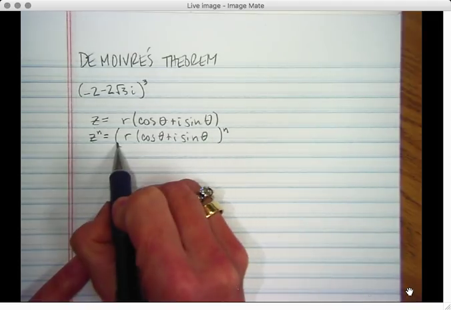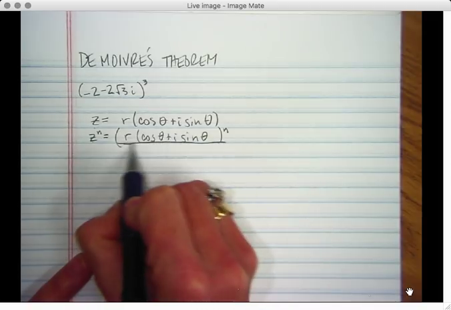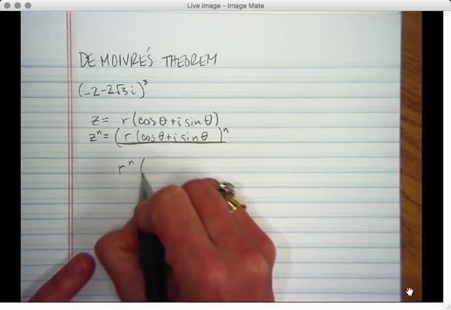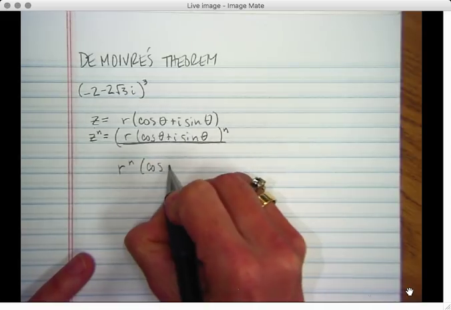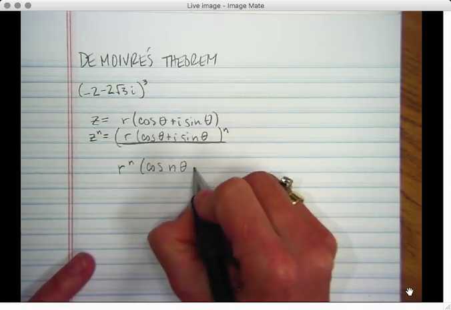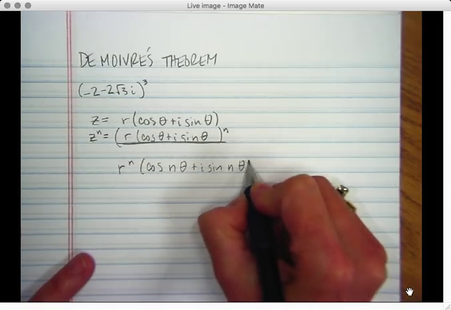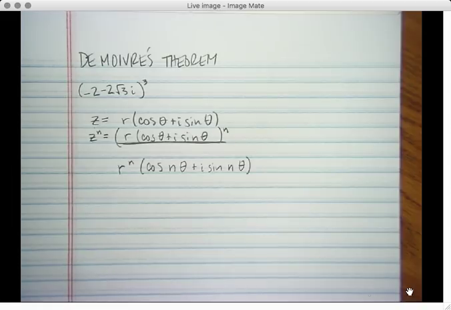And the formula that DeMoivre came up with for this is that this is going to be equivalent to r to the n, and then cosine n times that angle plus i sine n times that angle. Okay, so that's the theorem. That's the formula that you're going to be plugging into. So in fact, let's go ahead and do the problem that I just stated up top right here.